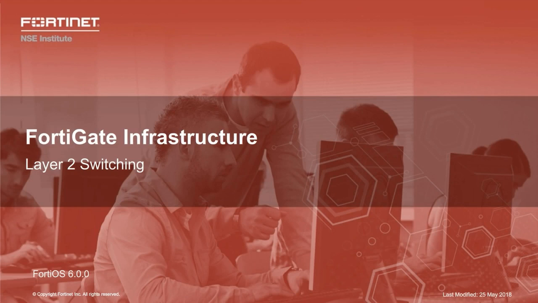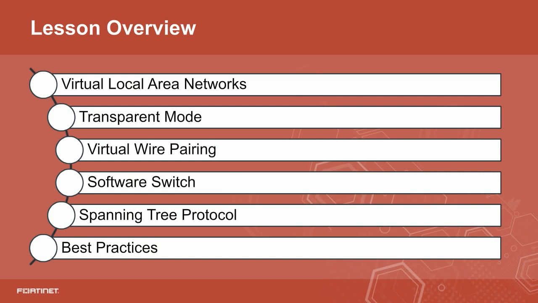In this lesson, you will learn how to use transparent operation mode and layer 2 switching on FortiGate. In this lesson, you will explore the following topics: virtual local area networks, VLANs, transparent operation mode, virtual wire pairing, software switch, spanning tree protocol, STP, best practices.